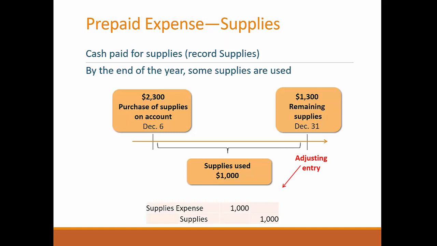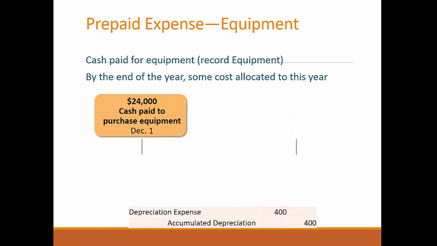So in this case, they bought $2,300 worth of paper clips. At the end of the period, they have $1,300 worth left. That means that they must have used $1,000. So this is like, I call it a plug. It's how much is going to make sense, because if I started with 2,300 and I wound up with 1,300, that means I must have used 1,000. That's how you'll typically see supplies.